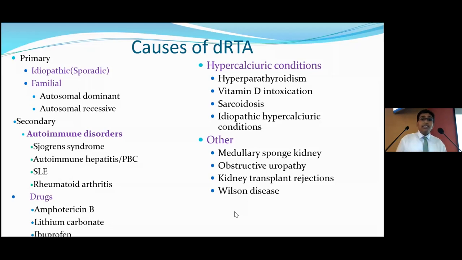And hypercalciuric conditions like hyperparathyroidism, vitamin D intoxication, sarcoidosis, and idiopathic hypercalciuria can cause distal renal tubular acidosis. Other than that, medullary sponge kidney disease, obstructive uropathy, kidney transplant rejection, and Wilson disease are also causes of distal renal tubular acidosis.